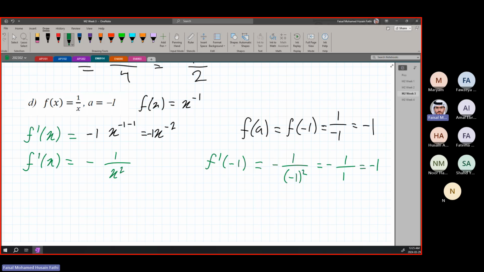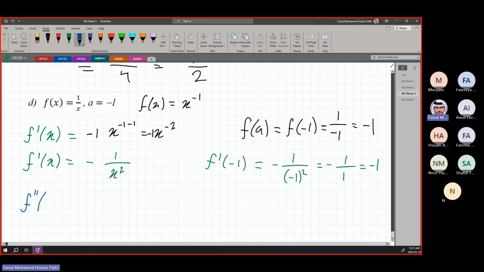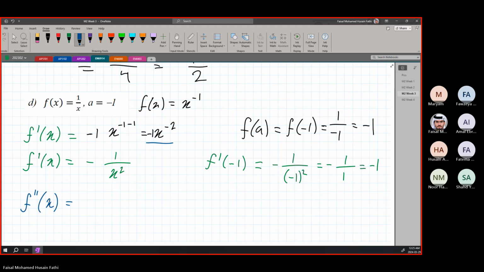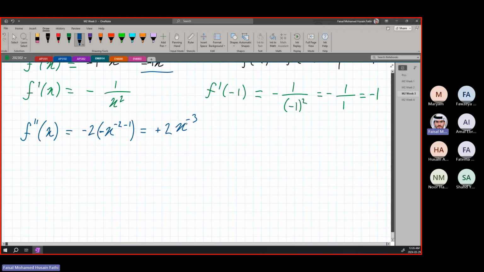All right. Again, we will do the same thing for f double prime of x. We will differentiate the one before, which is minus 1 over x squared. Again, this is the same as minus x to the power minus 2. So it is going to be minus 2 times x to the power of minus 2 minus 1. So there's a minus here as well, because this is minus 1 times. So minus 2, minus and minus becomes plus, x to the power of minus 3. So if we want to rewrite this, the second derivative, double prime, is 2 over x cubed.